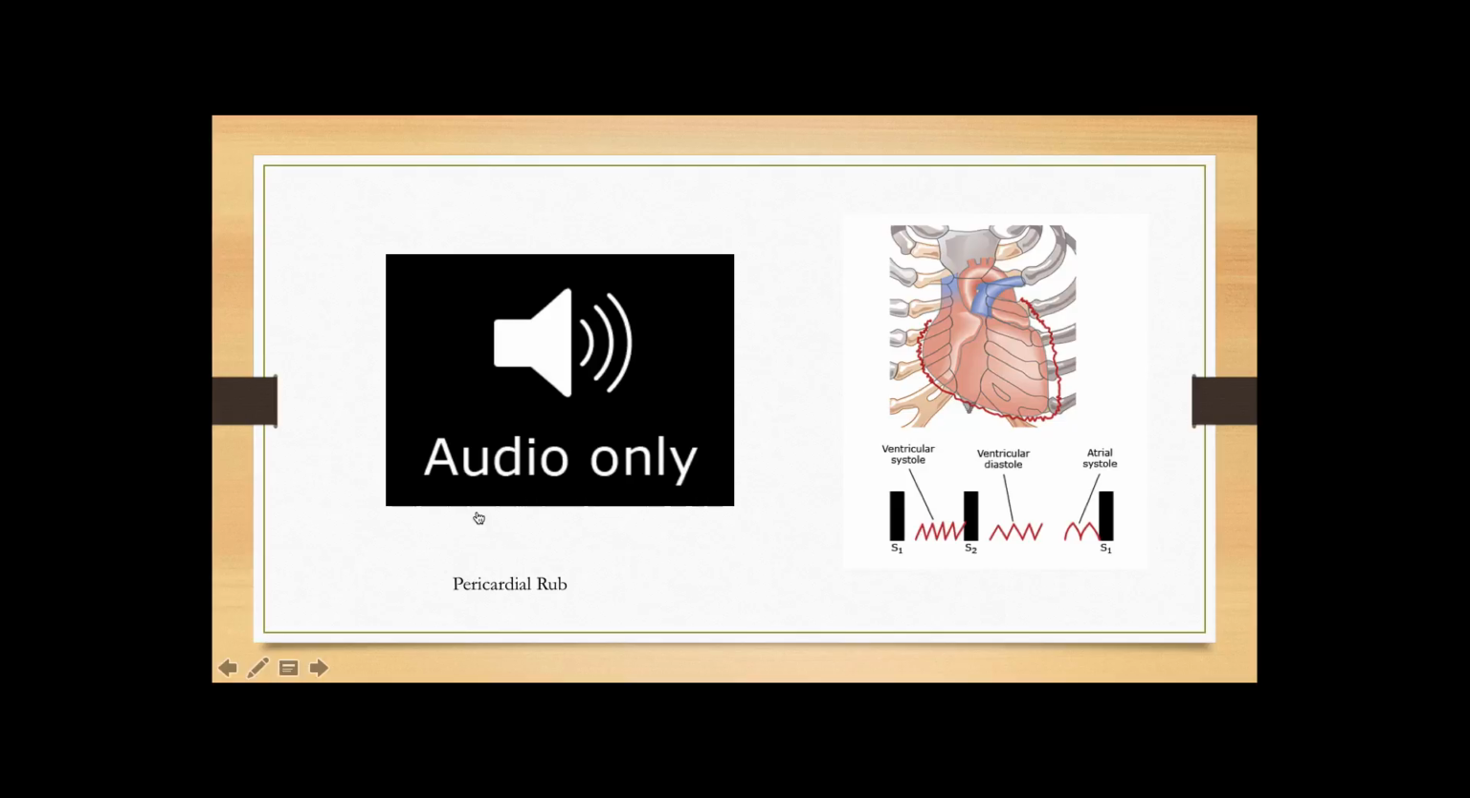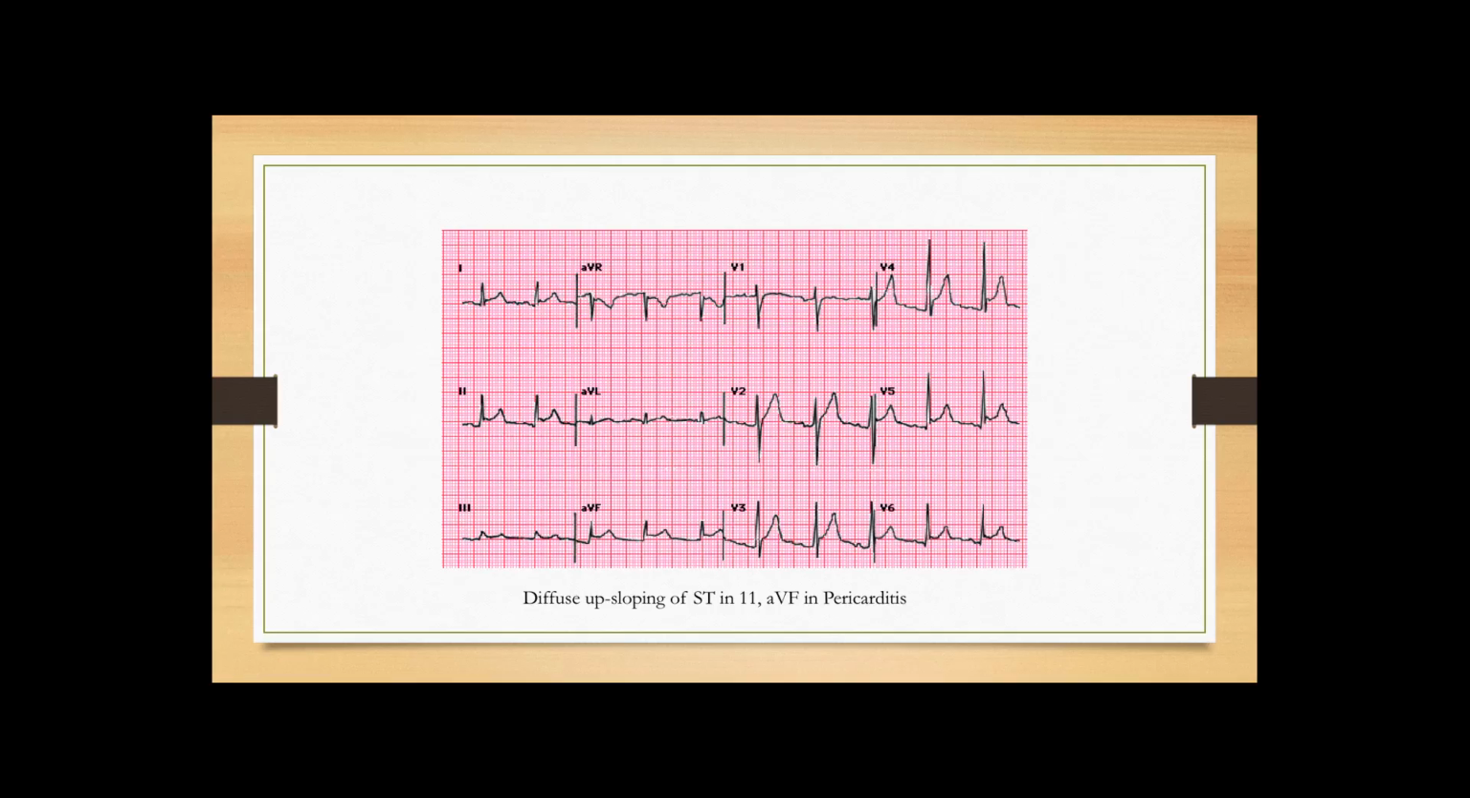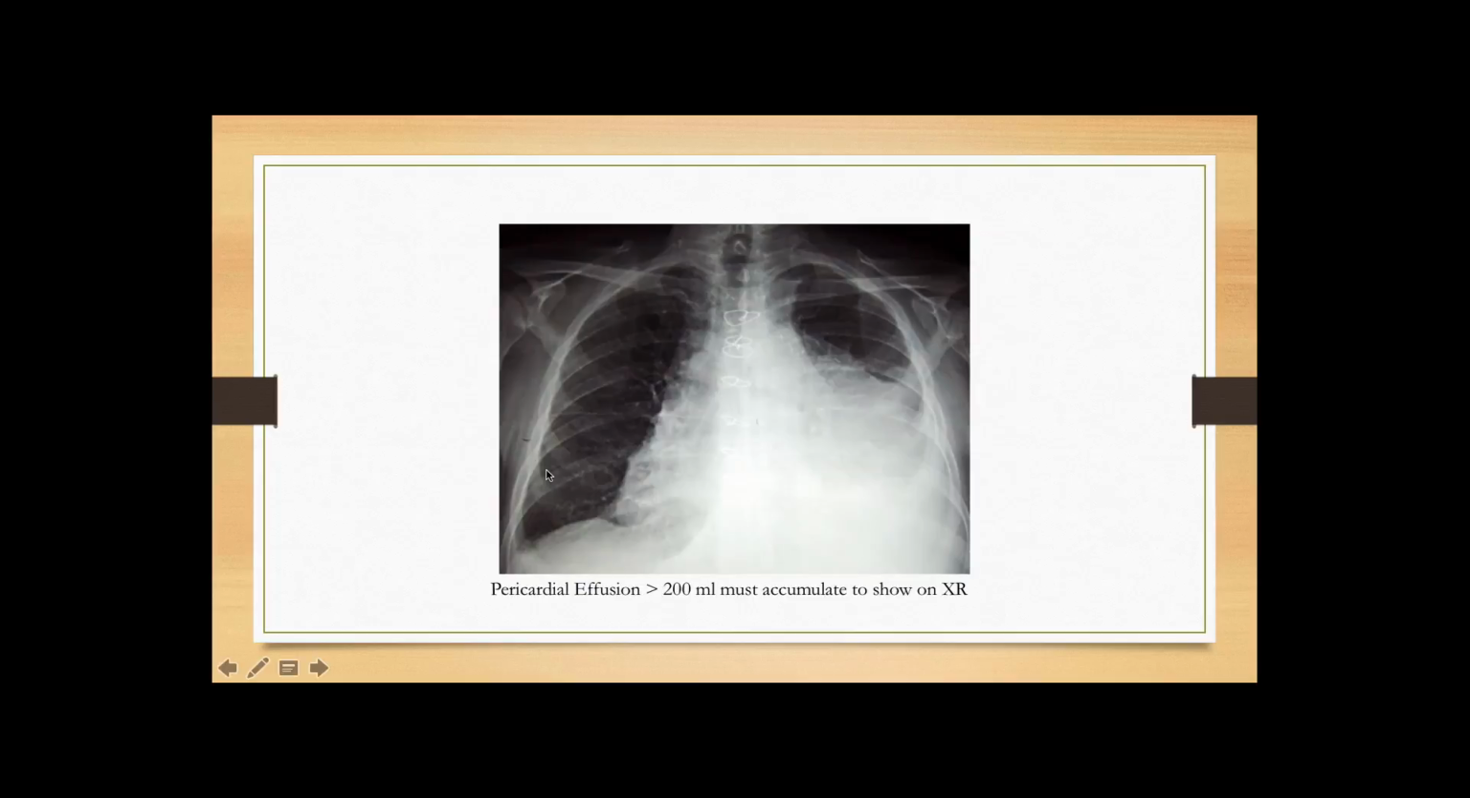So you can see it is rhythmic along the cardiac cycle, but it's not systolic or diastolic. So that is a rub. And here is an EKG. So again, EKG can show some very non-specific findings, but this particular slide is showing that there is some diffuse upsloping of ST waves in lead 2 and AVF. So that's what you see here.